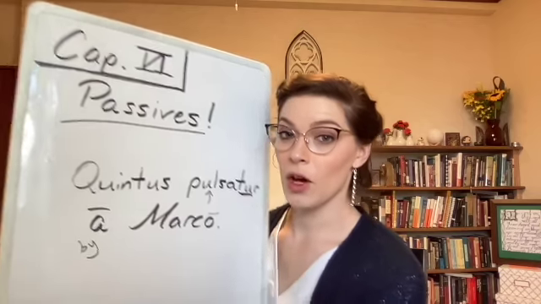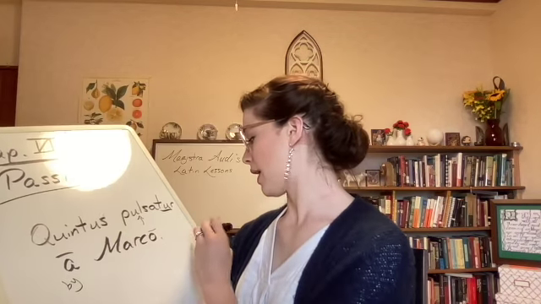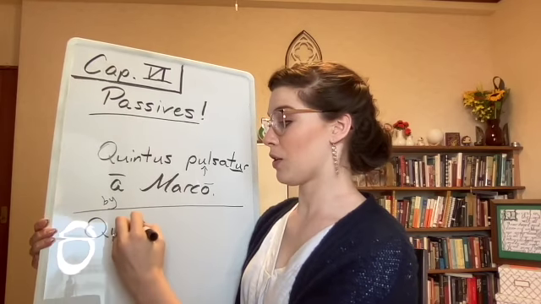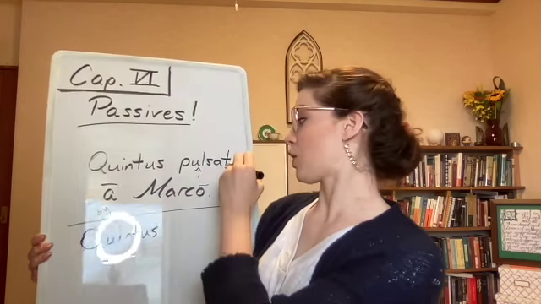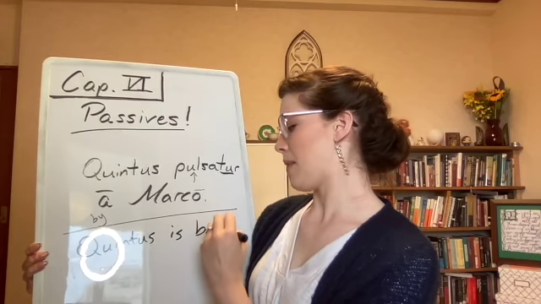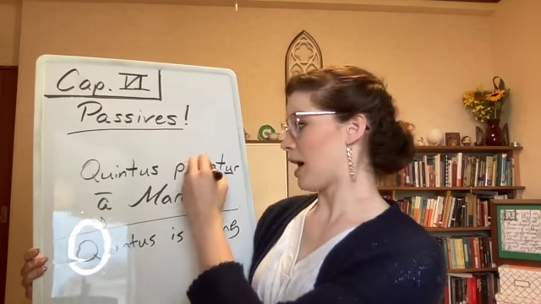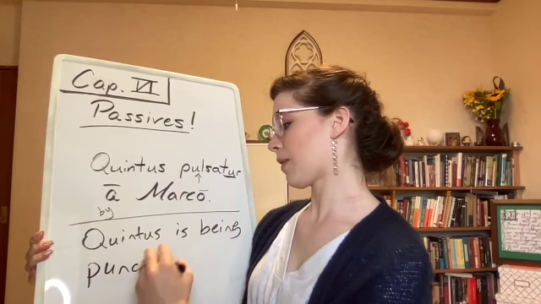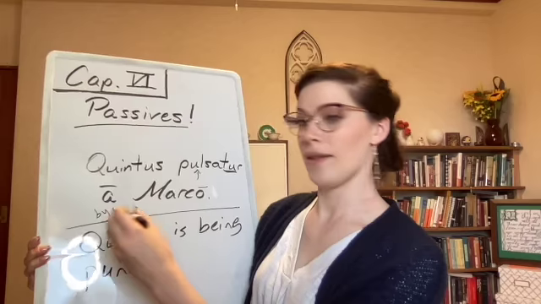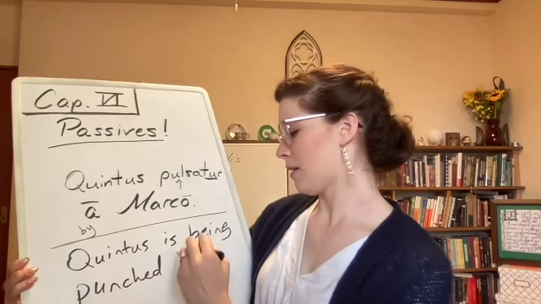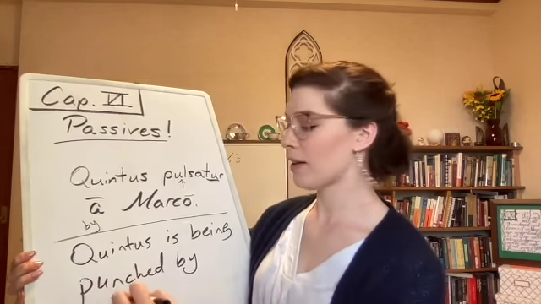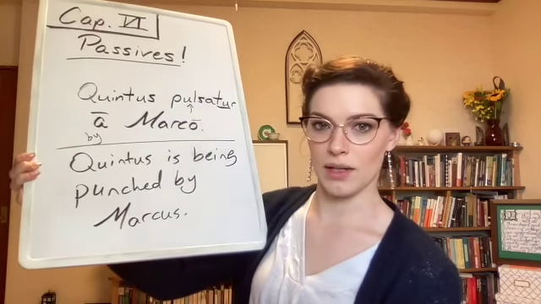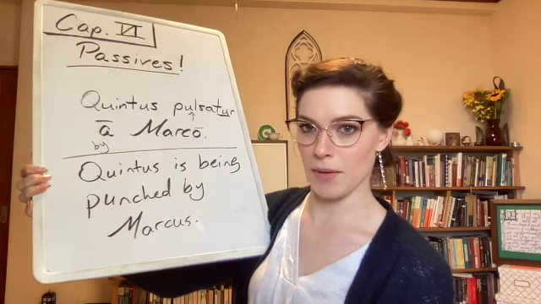Boards up. Okay. The correct translation is, because it's in the same order, remember, Quintus, and we have our tur, is being. What is pulsa, everybody? Good. Punched. By. And who is he being punched by? Marcus. That is correct. Quintus is being punched by Marcus.